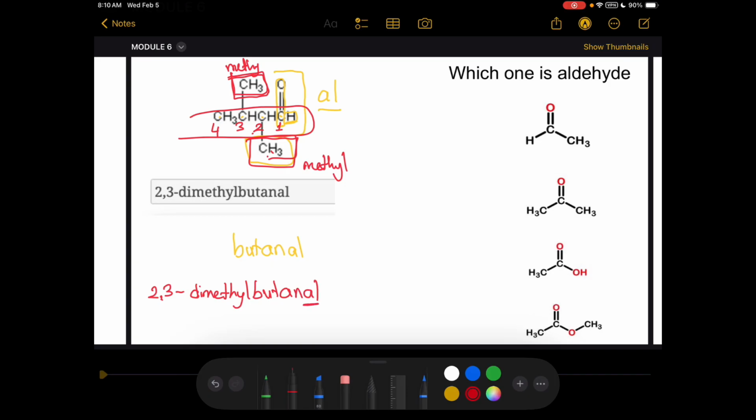How do I know it's an aldehyde? Because I can see this CH double bond O. Which one is the aldehyde? For the aldehyde, I'm looking for the carbon double bond O. Each one of them has a carbonyl carbon. On one side, I should have the carbon attached to hydrogen. That makes it an aldehyde. This is hydrogen. There is no hydrogen here, no hydrogen here, and no hydrogen here. So this one makes it an aldehyde.